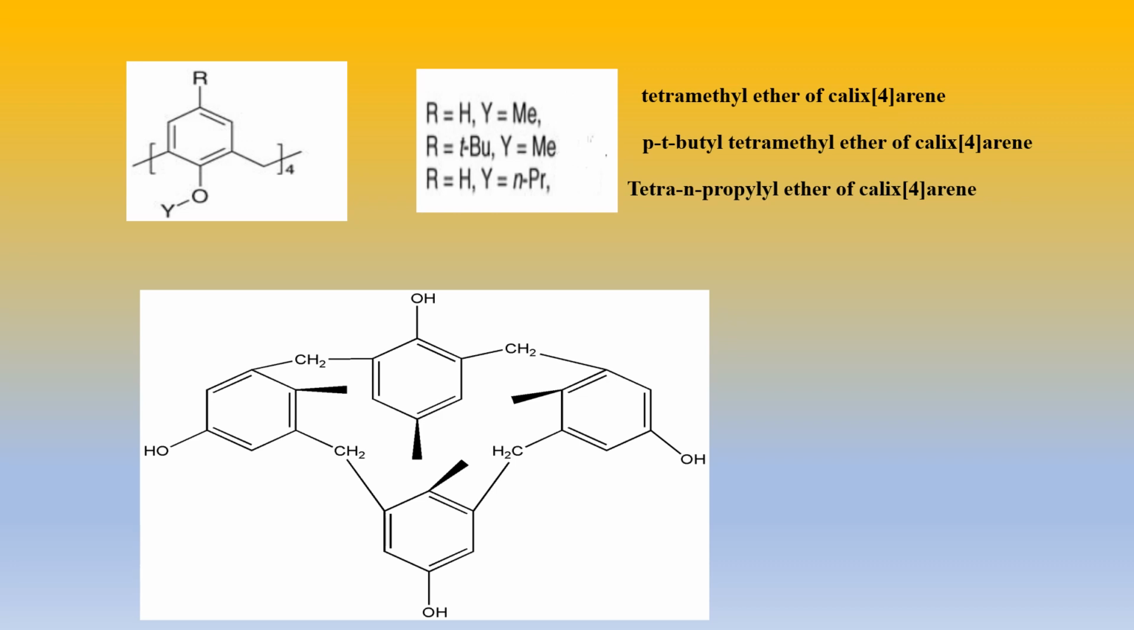So next one is, if you are having R group hydrogen, it is having hydrogen and Y will be N-propyl. It may be tetra N-propyl ether of Calixarenes. So there are three types of Calixarene which we will use to study the supramolecule Calixarene.